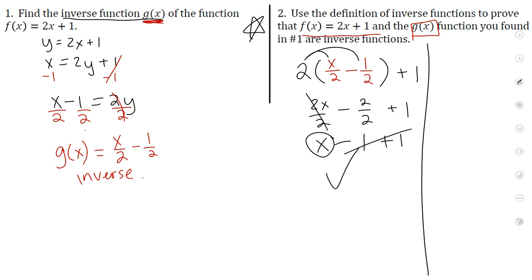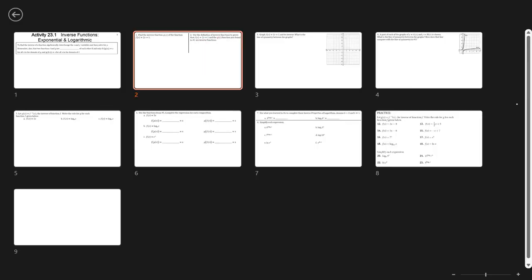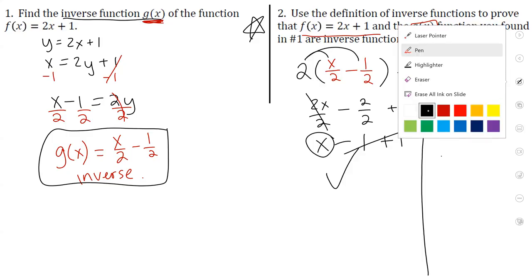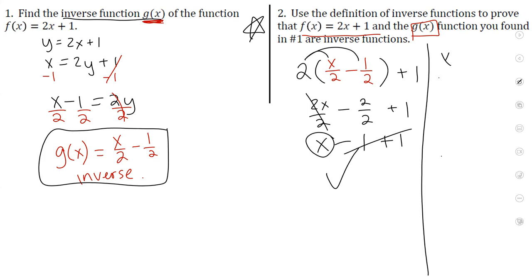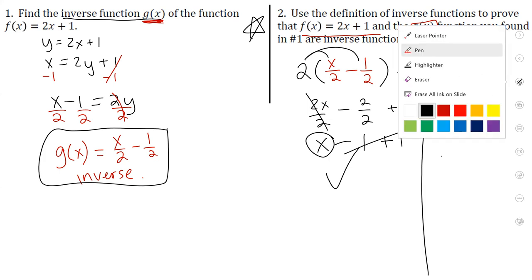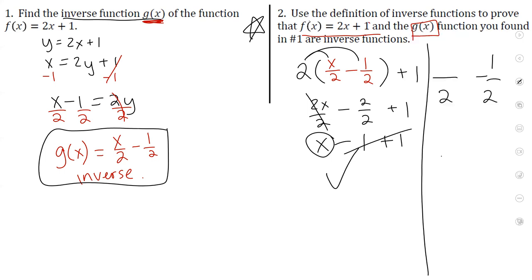So let's look at this equation here. I'm going to write down that equation. Okay, I'm going to write down g of x equation. It's x over 2 minus 1 half. Now, instead of putting an x here, I'm going to plug in this f equation. I'm going to put that in right here. That's 2x plus 1.